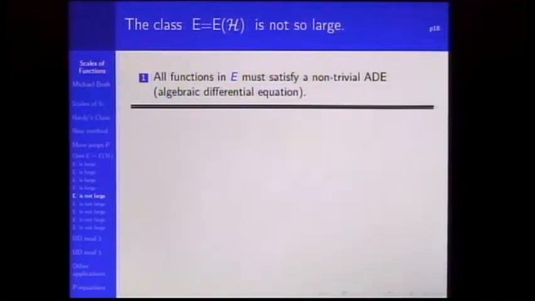So the class E is huge. It contains, in particular, all exponents of E. So I'm sorry. For the other classes, when the property was only differentiation, it was enough to prove that e to the x was in E prime to show that it's in E, and here it's not enough.